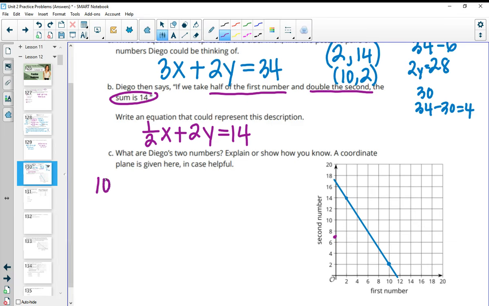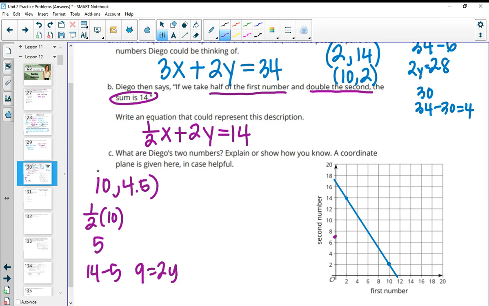So let's do 10 for x. If I do half of 10, that's 5. Then we know that if we take 14 minus 5, this next part is going to have to be 9. So if we do 14 minus 5, then 9 would be your 2y part. So at 10, we're going to be at 4.5. That's not really super helpful to graph.